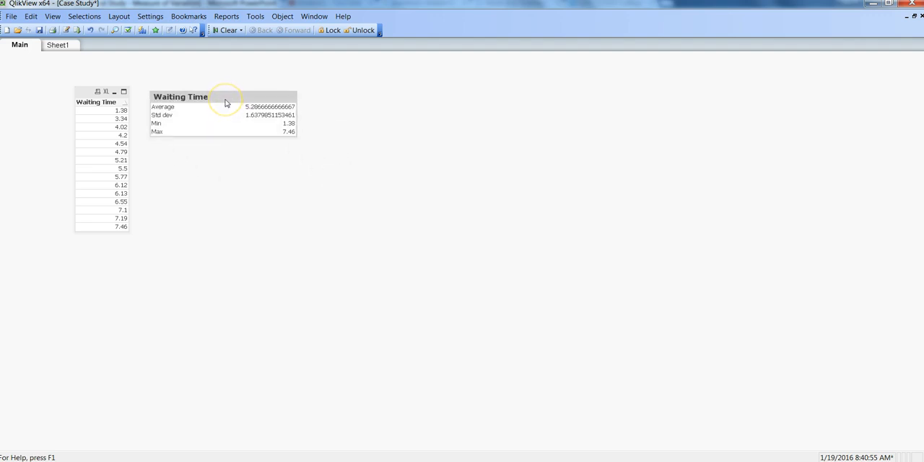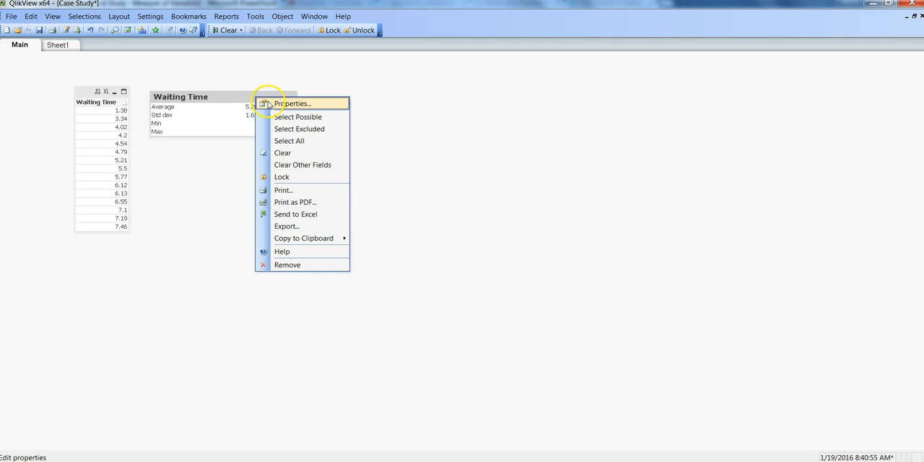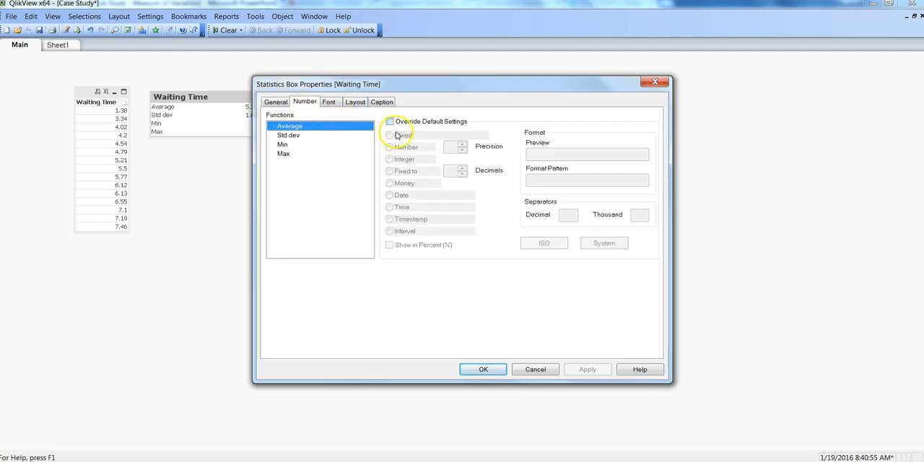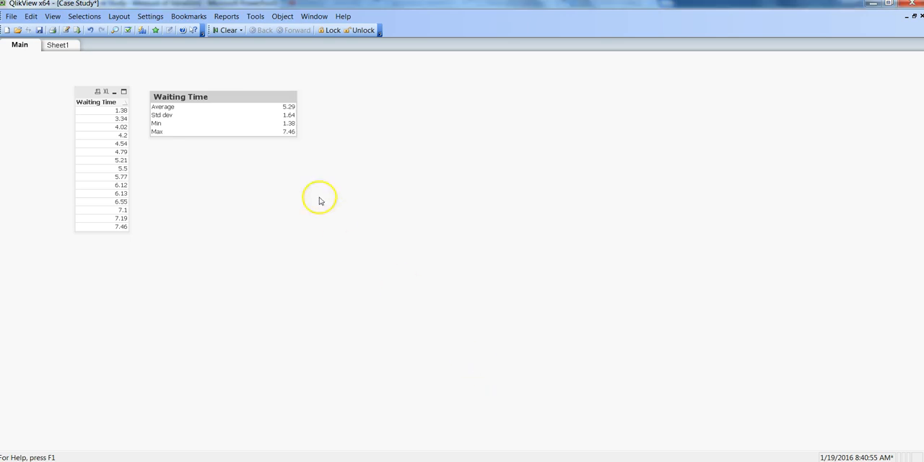Now I have this information: the average wait time is 5.29 minutes, the standard deviation is 1.63, the minimum wait time is 1.38 and the maximum wait time is 7.46. This data is really helpful for our further study. Let me round the average to show you how. In number, for average, I will override the default setting and fix it to 2 decimals. The same for standard deviation, fixed to 2 decimals. Alright, good.